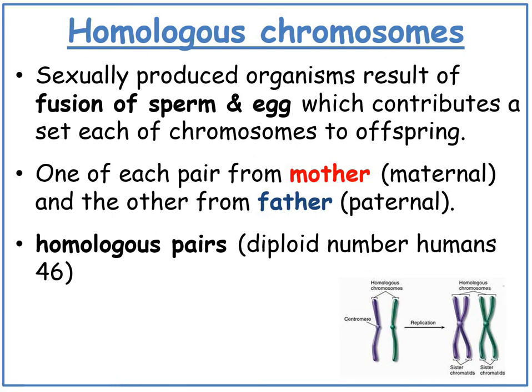Now, sexually produced organisms result from fusion of the gametes, so for humans it would be the fusion of the sperm and the egg, which then contributes a set of each of the chromosomes to the offspring. So you get one of each pair from the mother, the maternal chromosome, and one from the father, which is called the paternal chromosome. So homologous pairs are where you have one from the mother, one from the father, and that forms the diploid number in humans, which is 46. Diploid means they have the full set of chromosomes.